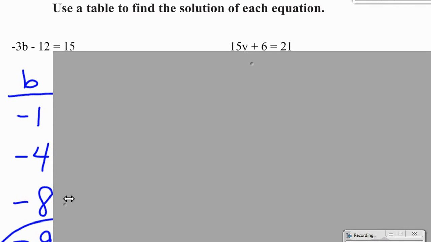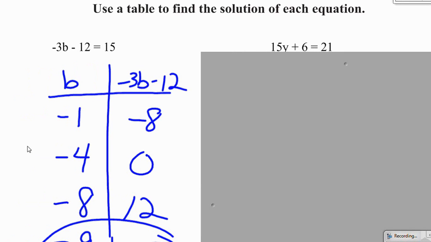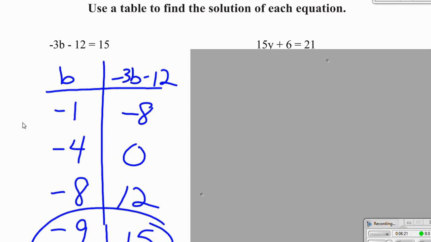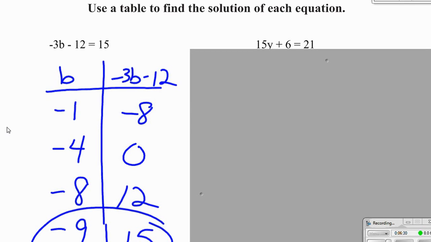Now when you're guessing and checking like that, it's helpful sometimes to use a table. Okay, and here's our first equation and how I worked it out. I made a column for B, and then on the other column I put in our equation. So the first time for B I substituted in -1, and I got -8 as the answer, which is too low. I then tried -4 and ended up with 0. So I'm getting closer, but it's still too low of an answer.